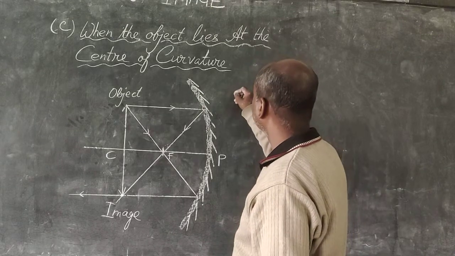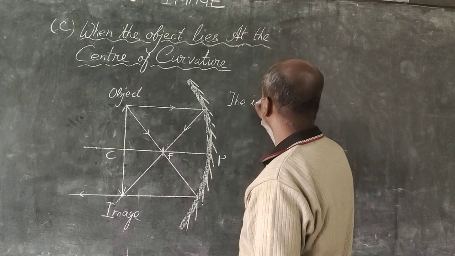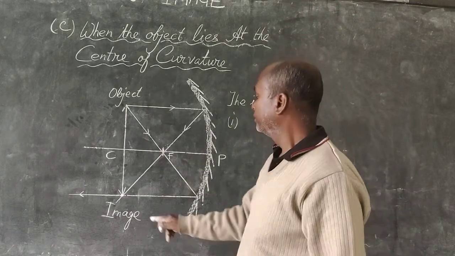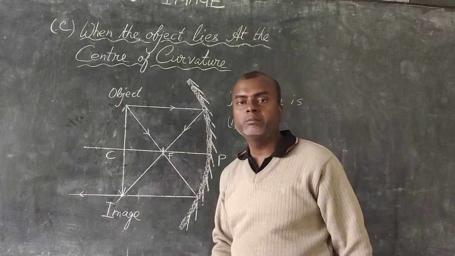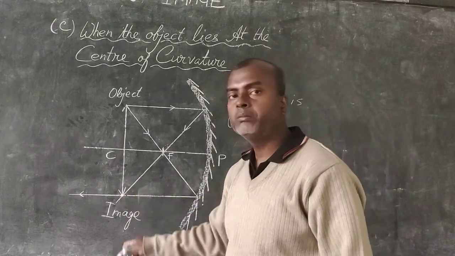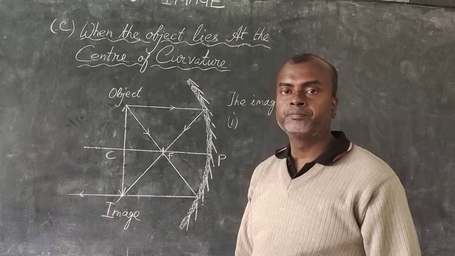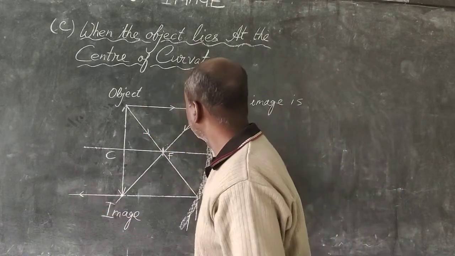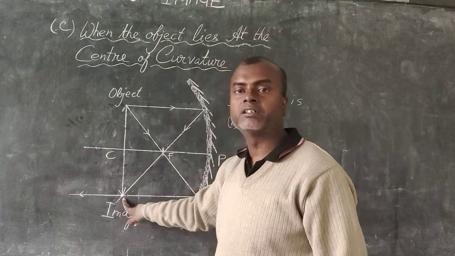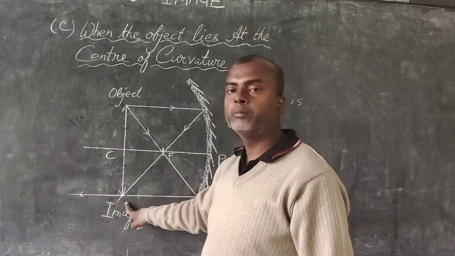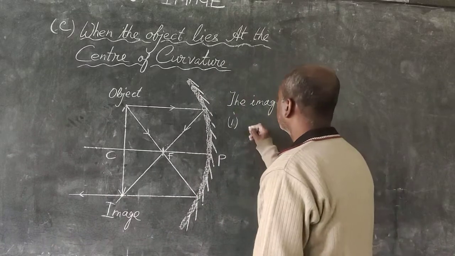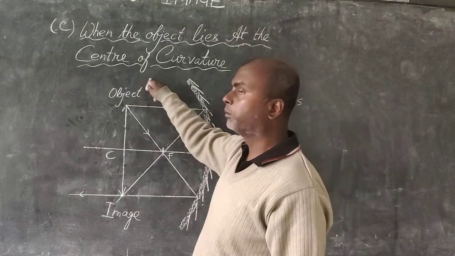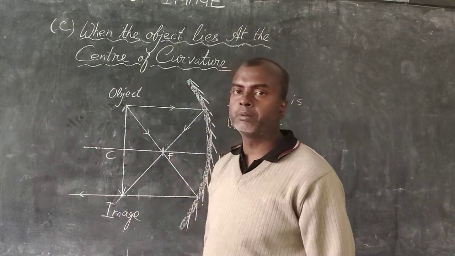So let us write the characteristics of the image. The image is, first of all, is it not a real image? What did I say about real images? When the reflected rays actually meet at a point in front of the mirror, then the image that is formed is called a real image. So in this case, these are the two reflected rays, they are actually meeting. So the image that is formed by actual meeting of the reflected rays is a real image. And a real image is always inverted. See, the object was above the principal axis, the image is below the principal axis.